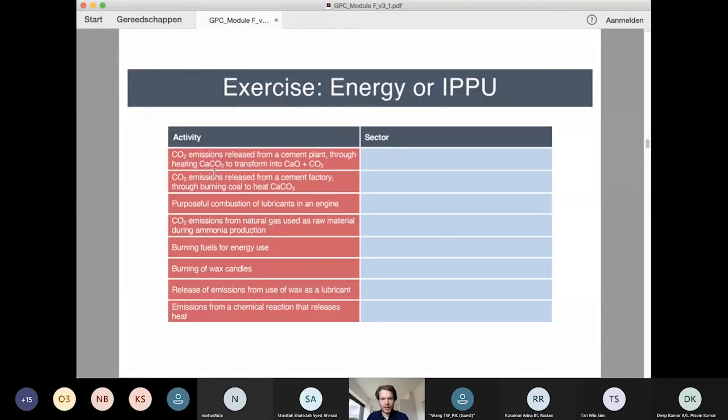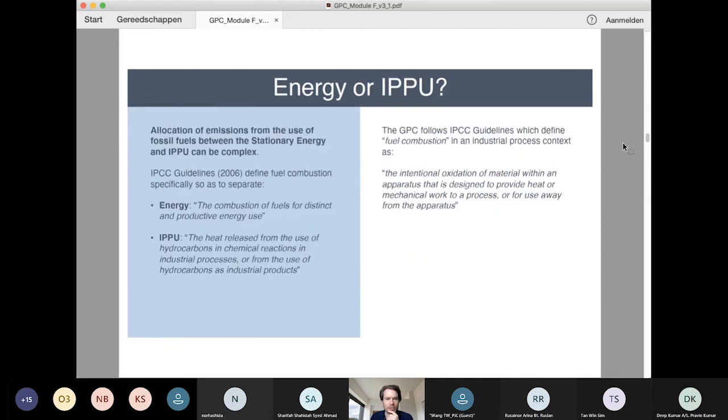Great, and there you have the answers. Again, this is a difficult sector, but always just go back to this definition, which I think is the best one. The combustion of fuels for distinct and productive energy use is stationary energy. Everything else would come under IPPU. So always think around, first of all, are we combusting a fuel? Are we burning a fuel? And is there a distinct and productive energy use? If yes, stationary energy. If not, then likely IPPU.